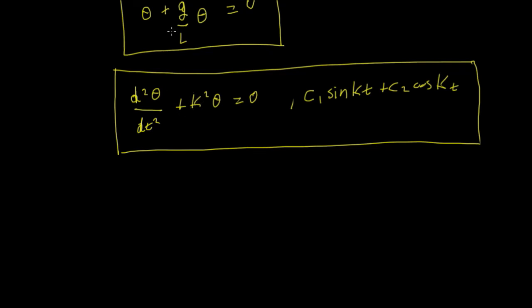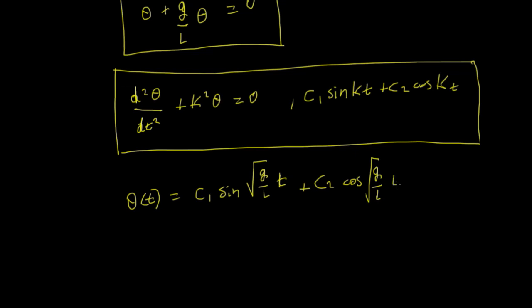So k squared is going to be g upon L, which means k is going to be equal to root g upon L. So we can say that our angle theta with respect to time is going to equal some value c1 sin(root g upon L times t) plus c2 cos(root g upon L times t).